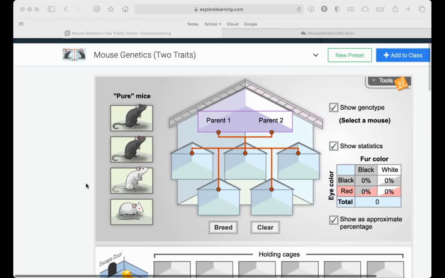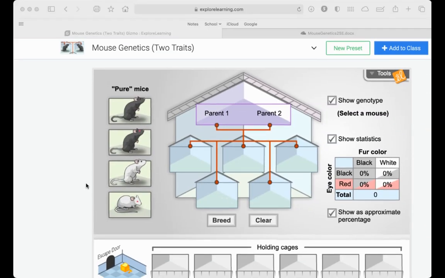Today, you are going to be working on our mouse genetics lab, working with two traits. So let's get started with our gizmo warm up. On the mouse genetics traits gizmo, drag mice into the parent 1 and parent 2 spaces and then click breed to see their offspring. Experiment with different combinations of parent mice.